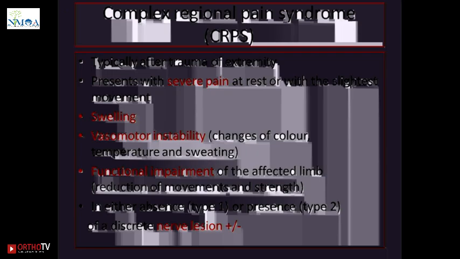Now, what is complex regional pain syndrome? It is a complex syndrome, usually occurring typically after trauma to the wrist, presenting with severe pain at rest and with the slightest movement. There will be swelling, vasomotor instability, and functional impairment of the affected limb, wherein there is a reduction of movement and strength, and grip strength is reduced. It will be either type 1, without a nerve injury, or type 2, where there is a discrete nerve lesion.